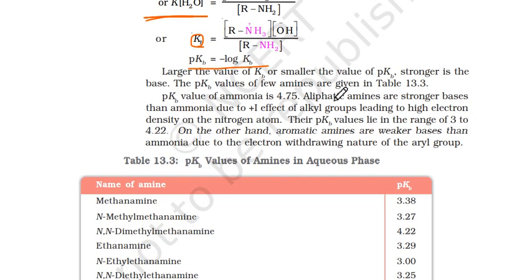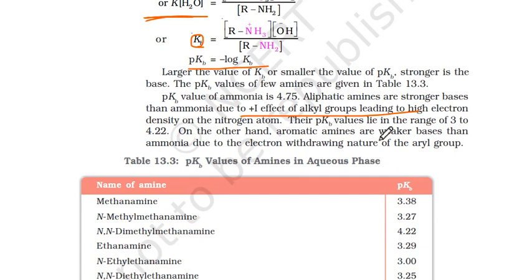The pKb values of a few amines are given. The pKb value of ammonia is 4.75. Aliphatic amines are stronger bases than ammonia due to the plus I effect of the alkyl groups, leading to high electron density on the nitrogen atom.